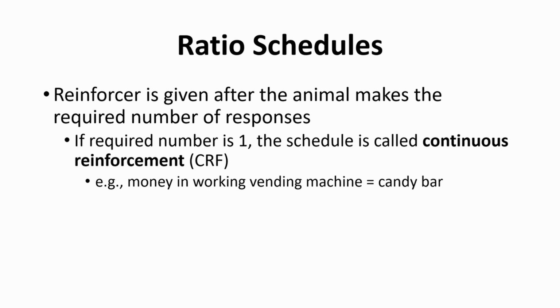For our ratio schedules, we care about the number of responses that have been made. So in a ratio schedule, the reinforcer is given after the animal makes the required number of responses.